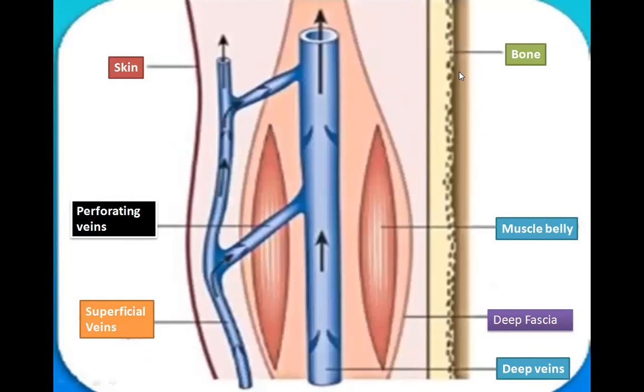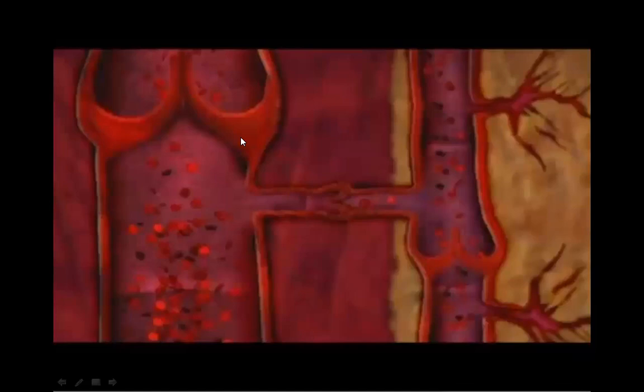So here you can nicely appreciate, here is the bone, here is the deep fascia, here is the muscular belly, and this is the deep vein. Here is the superficial vein, and this is the perforating vein. When the muscles are relaxed, naturally the blood will flow from the superficial veins into the deep veins. Again, this is one picture showing the connection between the deep veins and the superficial veins, and these are the perforating veins or the perforators.